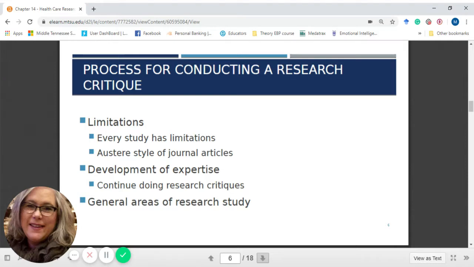We want to develop expertise in doing critiques. This is your first venture into critiquing articles, and you'll do this again in some fashion if you move to an advanced practice role and continue your education. We can look at general areas of research study in nursing. There's a plethora of research websites and activities going on. Nursing is conducting research in different settings to advance the care of patients and outcomes.